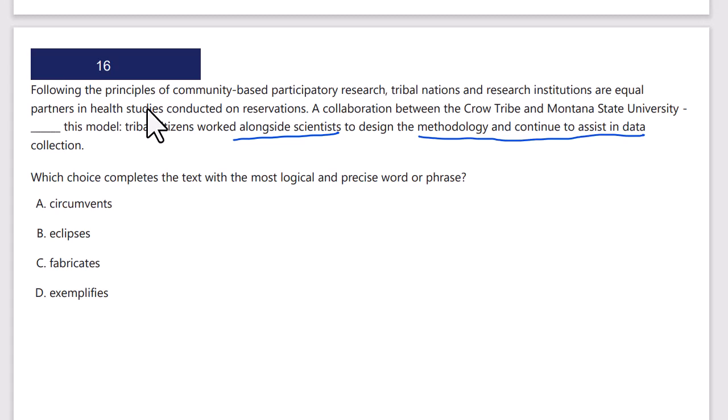So they exemplified the model from the previous sentence, and then we can see the details or examples of what that is. So there's the word, exemplifies. I didn't even look at that again. Circumvents means to go around. That's not right. Eclipses means to overcome or shadow. That's not right. Fabricates means to produce or create. No, that's not right. D is the answer.